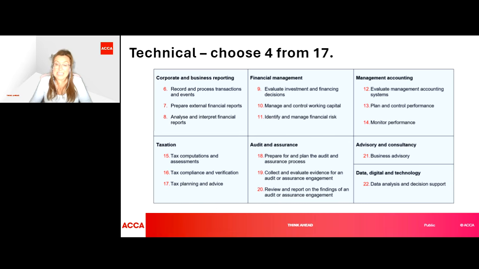There are 17 technical performance objectives to choose from, and they fall into different technical areas. Trainees must complete any 4 from these 17 objectives, and they can complete the objectives in any order. We would always recommend that you choose the technical objectives that best align to your role, because you should find it much easier to achieve the performance objectives that link most closely with your everyday work.